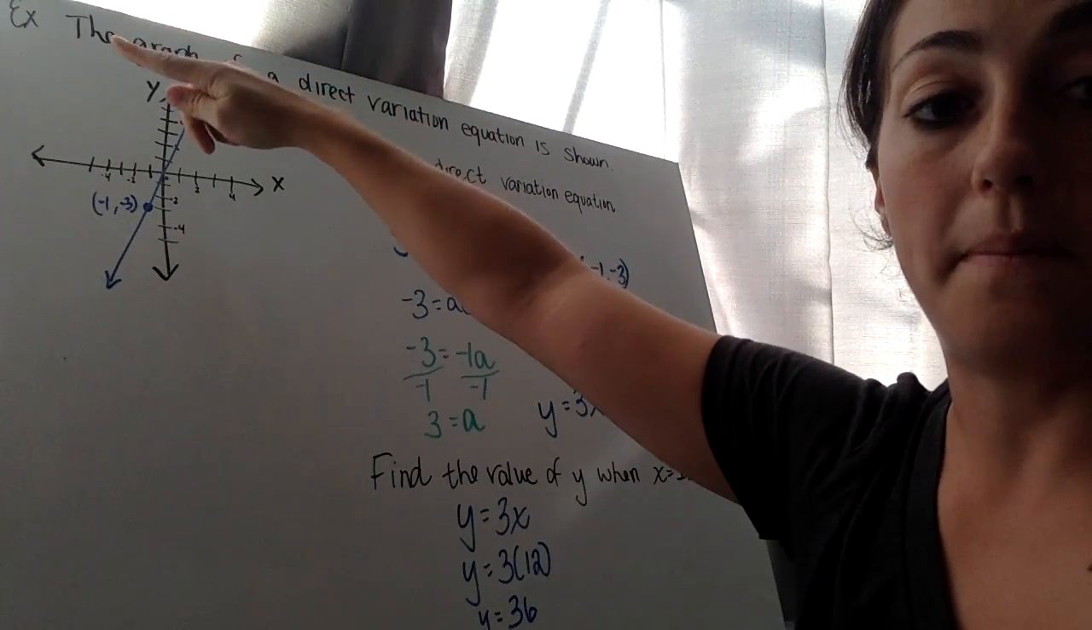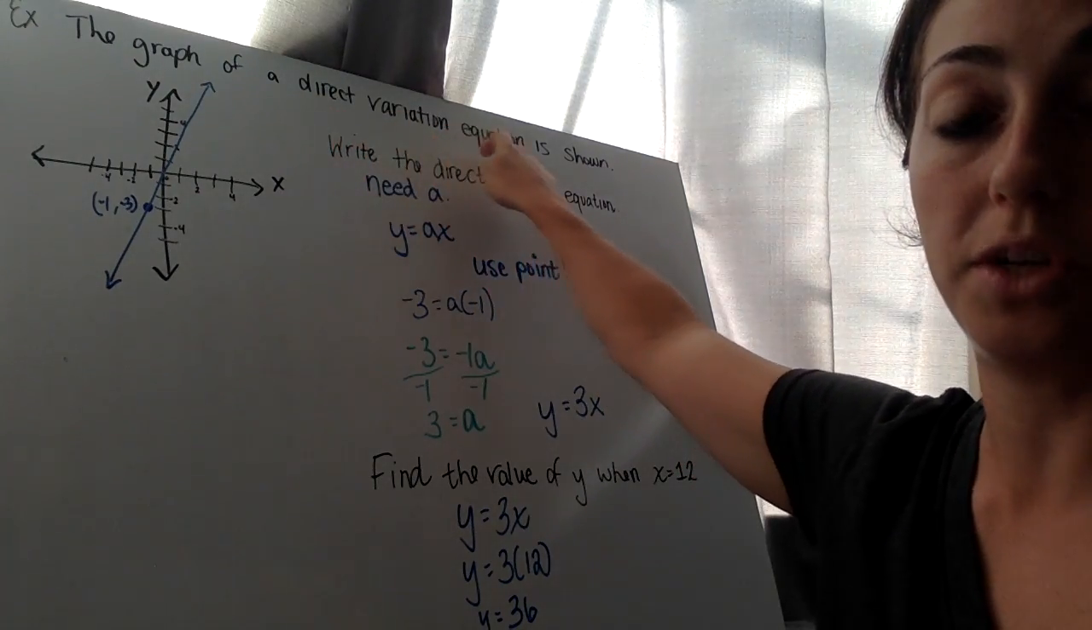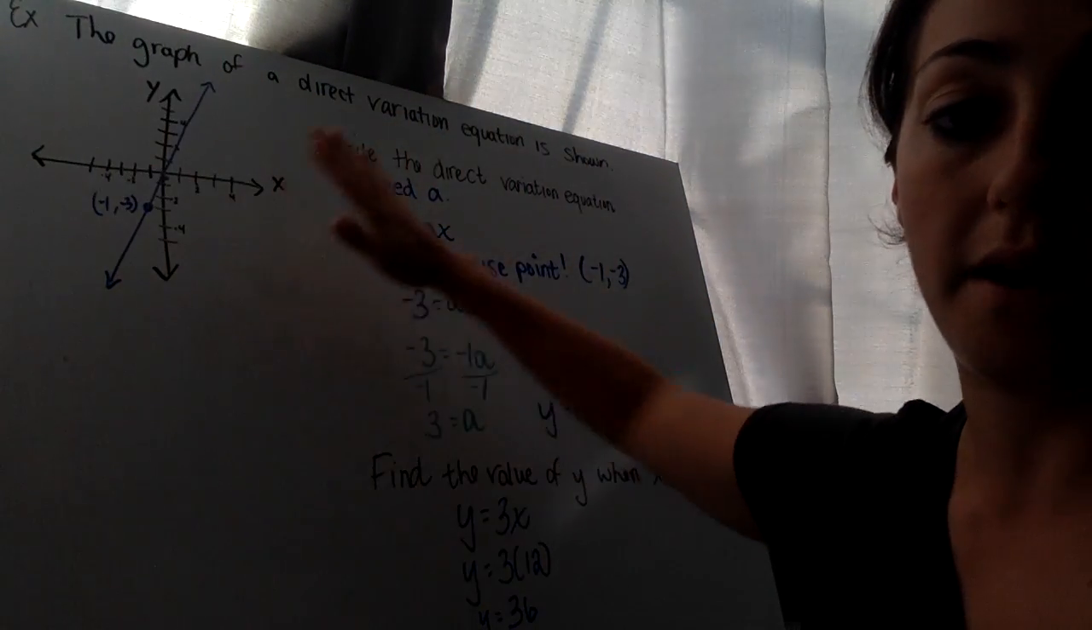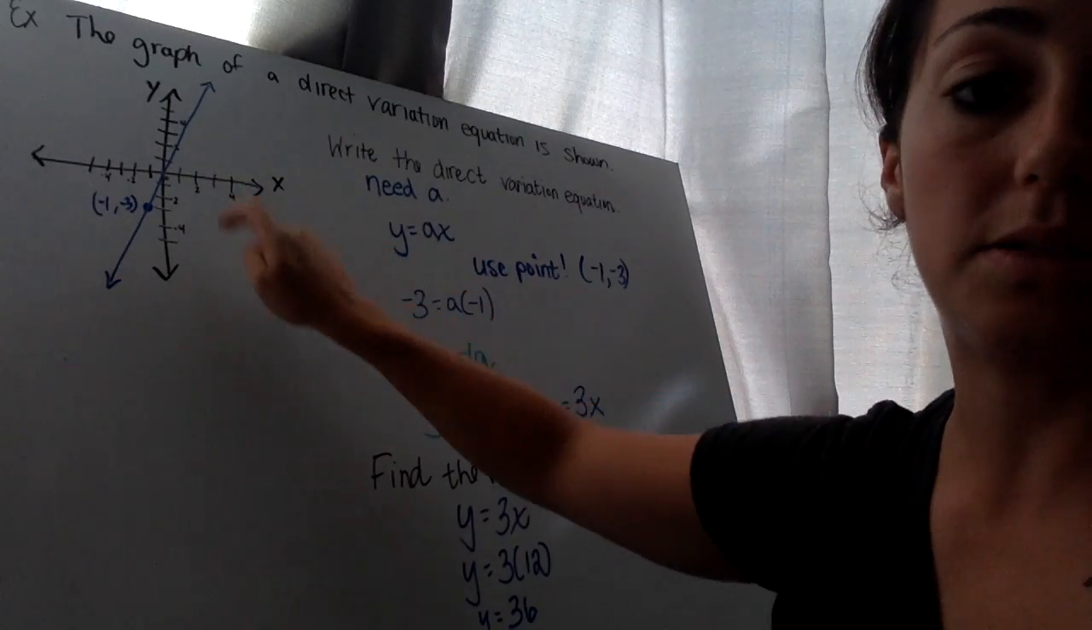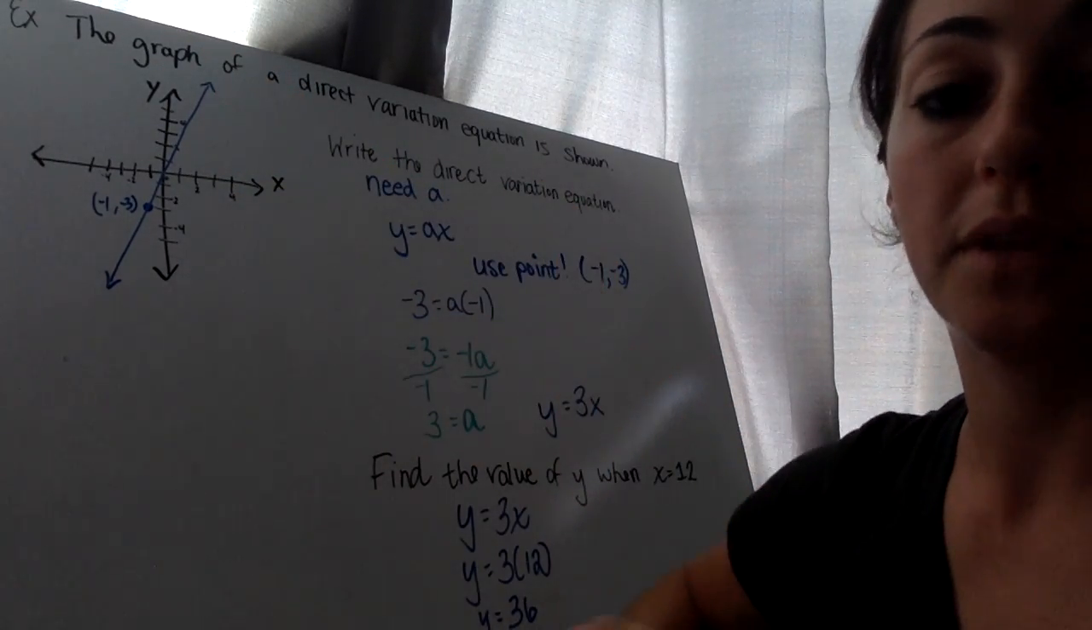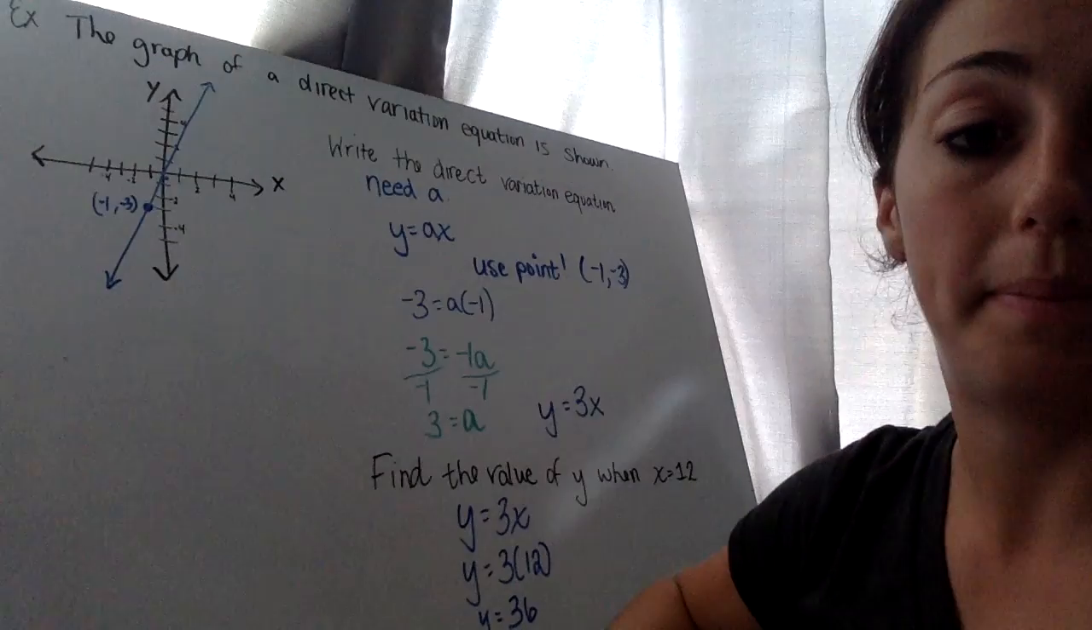Last thing to do, and this is technically the harder part, depending on how comfortable you are with all this. Example: the graph of a direct variation equation is shown. So here's this graph. Ignore all of this. Write this graph down. Write those directions down. Okay, then pause the video and hit play.